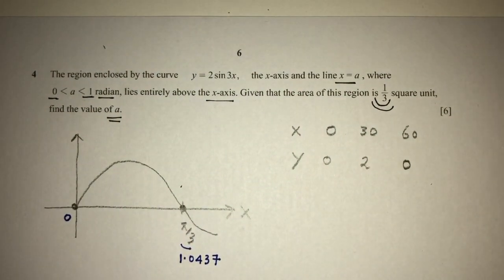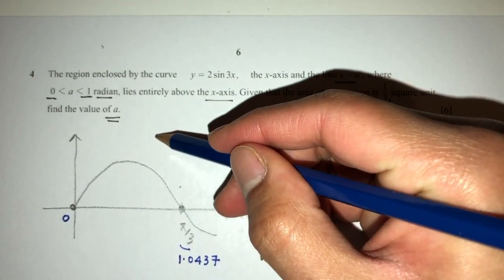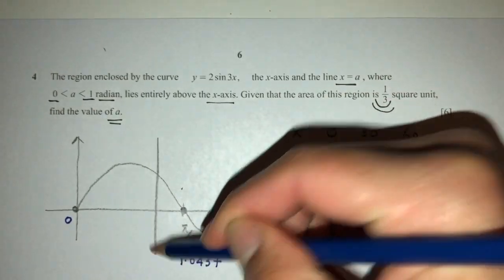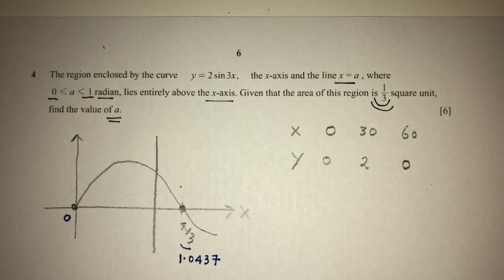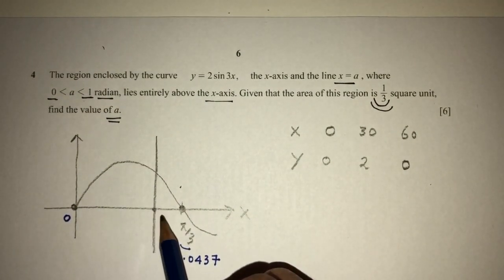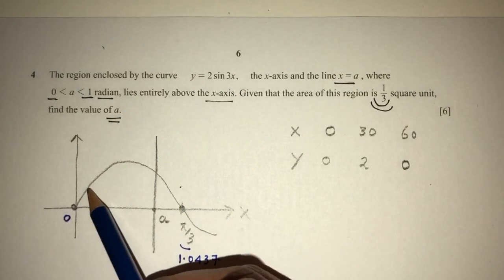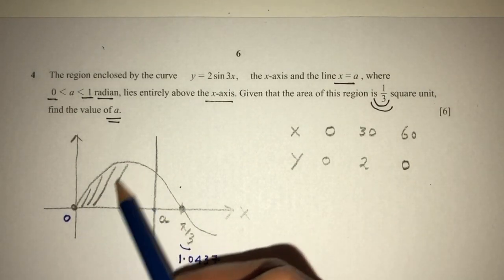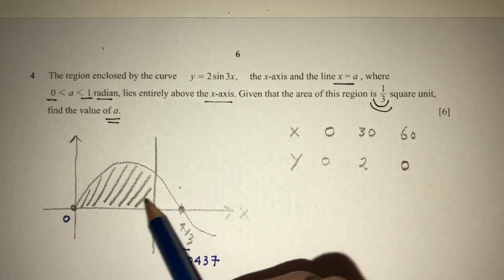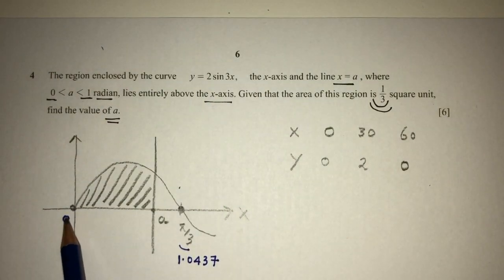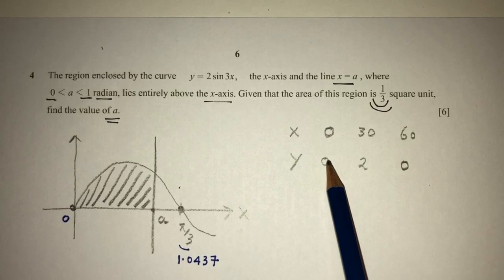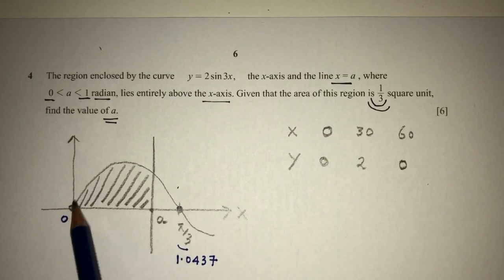For example, we can choose a to be somewhere about here. So x equals a, as you can see, is a vertical line, which means this value here is a. And the area that we are referring to will be this area, which is a positive area above the x-axis between the value of 0, because you can see it cuts this point, and a.